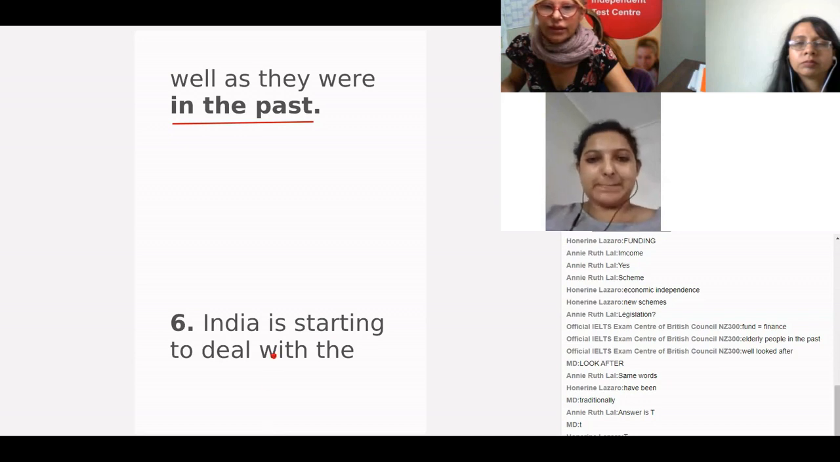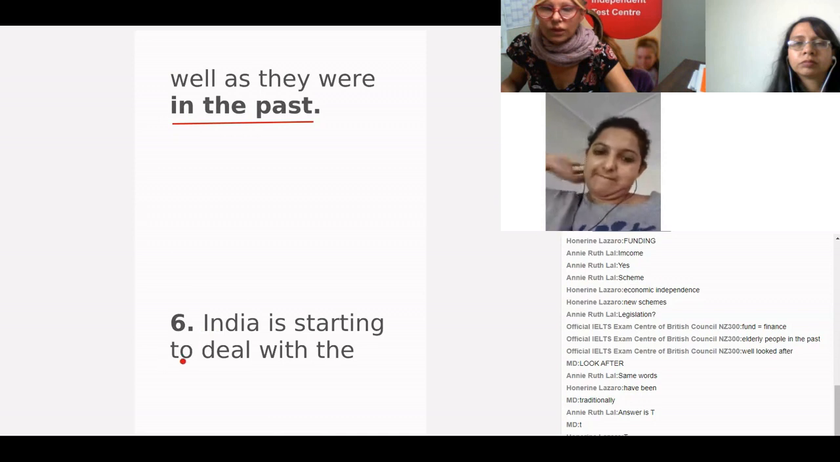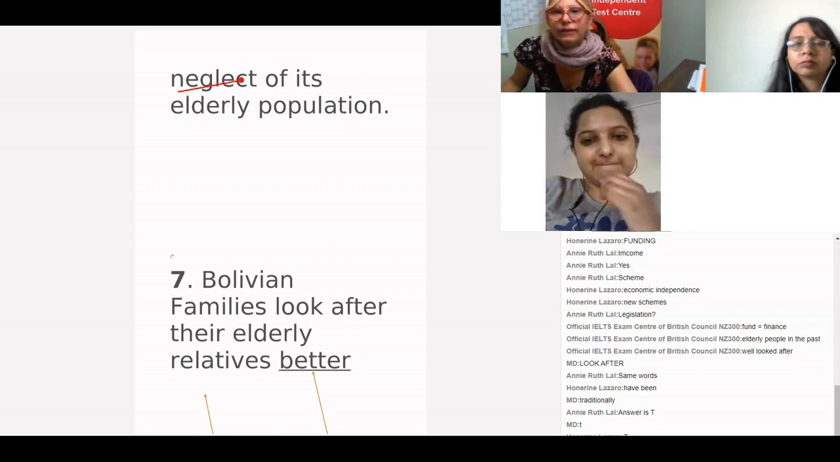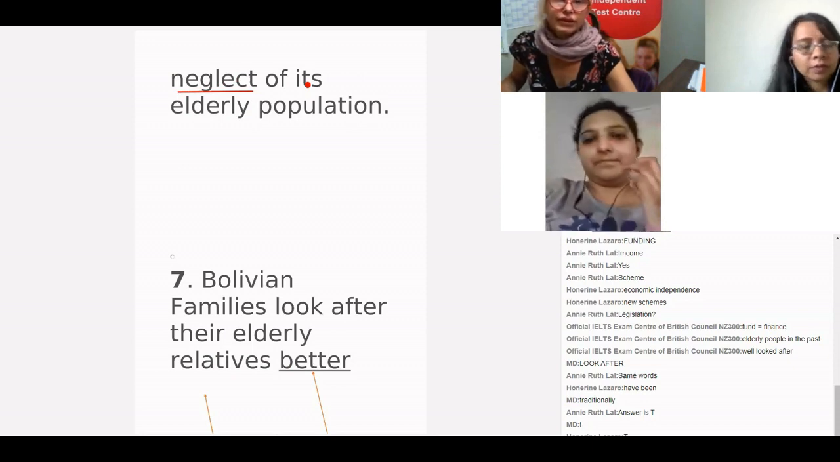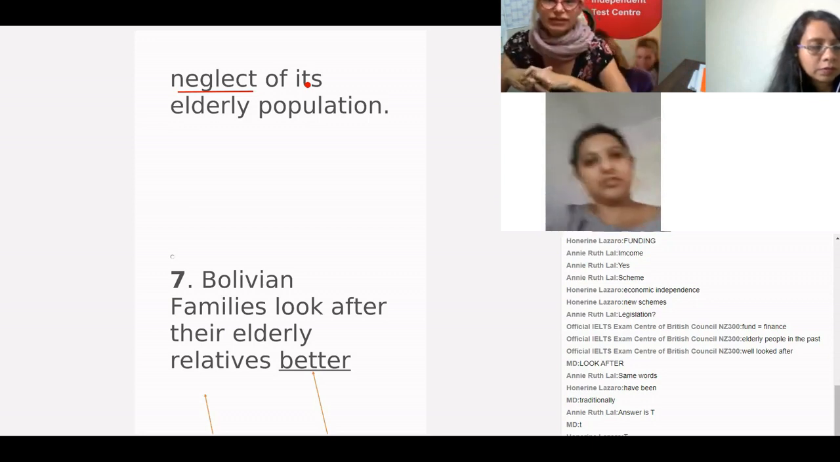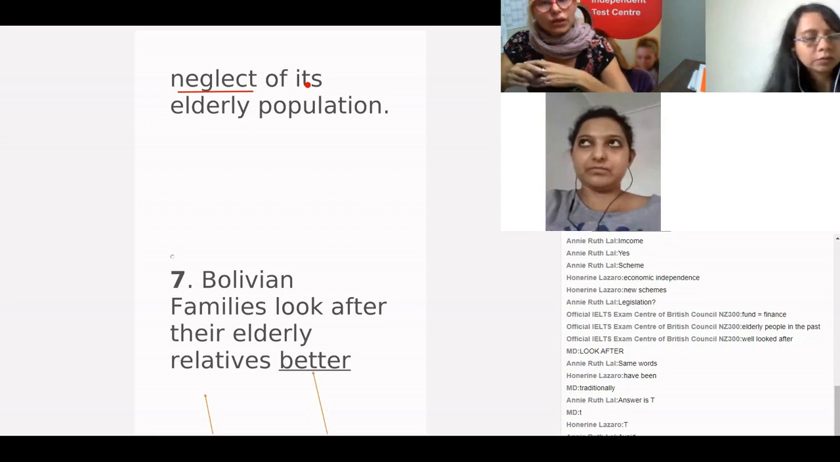Okay, number 6. India is starting to deal with the neglect of its elderly population. Okay, so we're looking at India is starting to deal with the neglect. Okay, what does neglect mean? Not taking care. Avoiding. Can you think of another way to say neglect? Avoid. Type it in the box. Avoid. Good, excellent.